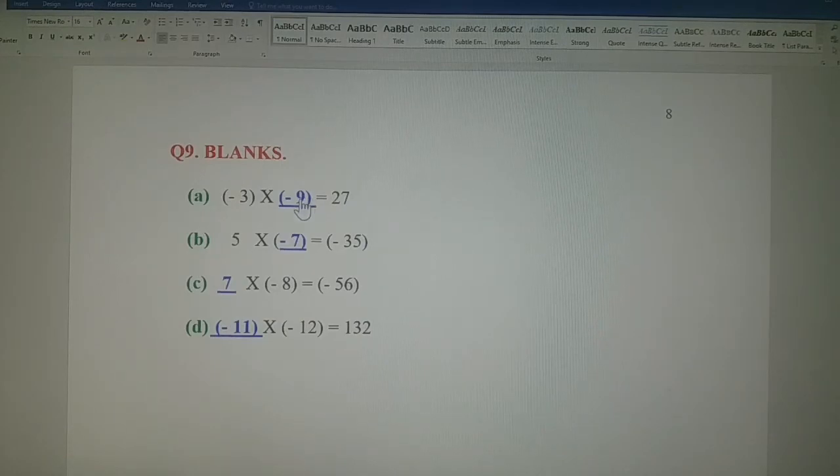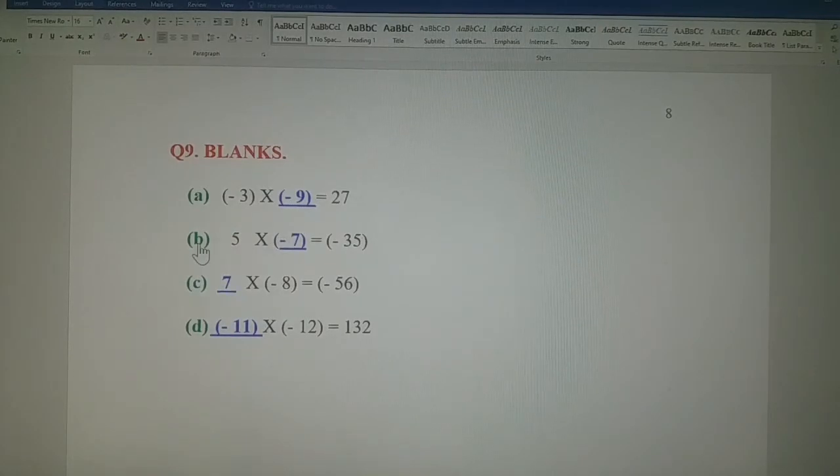But we have also learned the rule for integers that when 2 minus signs are multiplied, our answer will be positive. Here it is positive 27. So minus 3 multiplied by minus 9 will be positive 27. So the required answer in the fill in the blank is minus 9.